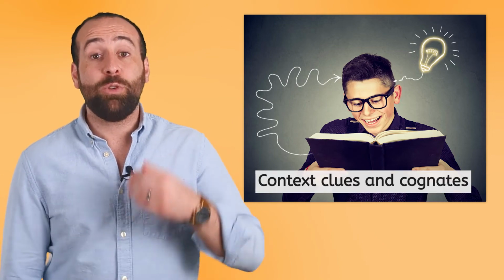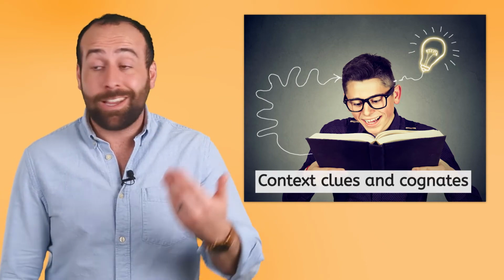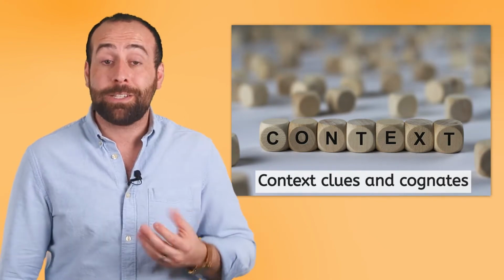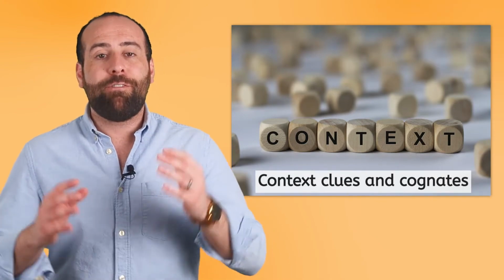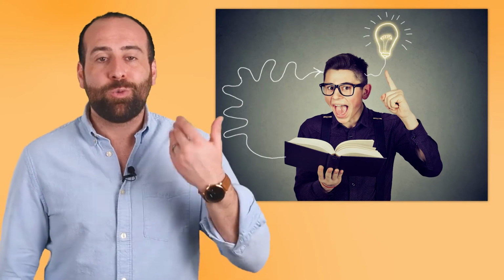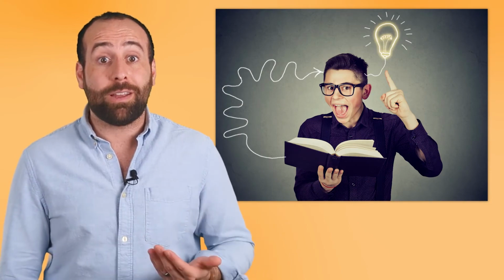Same thing for reading comprehension. Don't try to translate every single word. Instead, use context clues and cognates, words that are related in English and in Spanish, for understanding. If you look closely at these words, you'll realize that you understand more than you think. Gotta love cognates, right? And you got help for writing too.